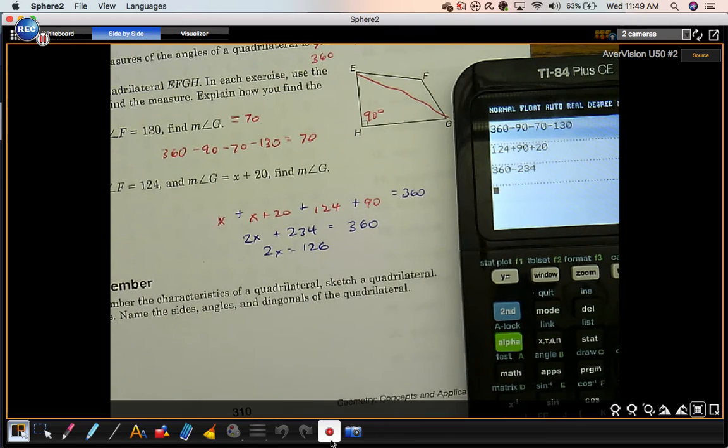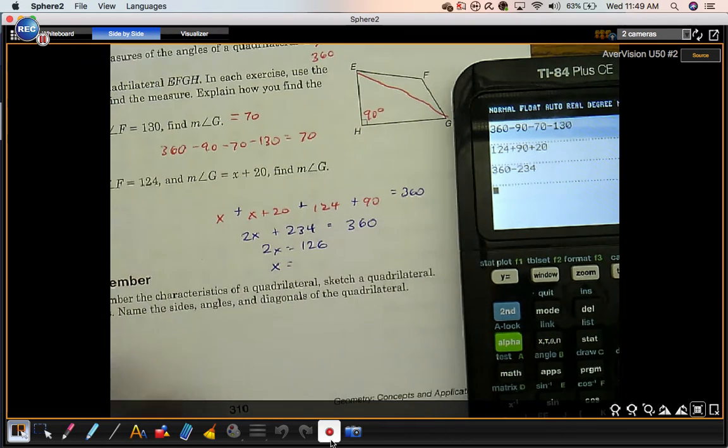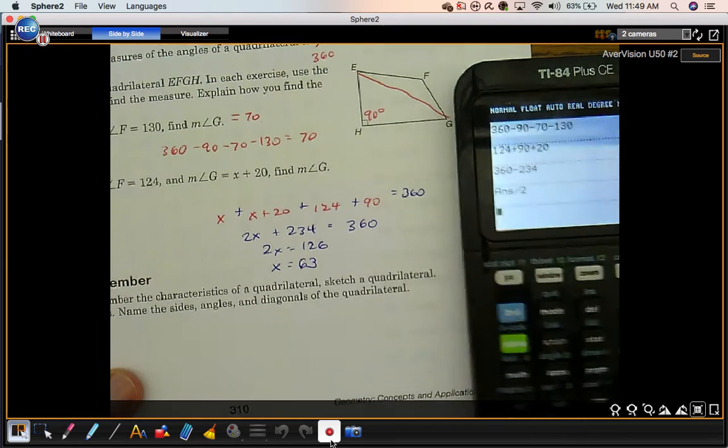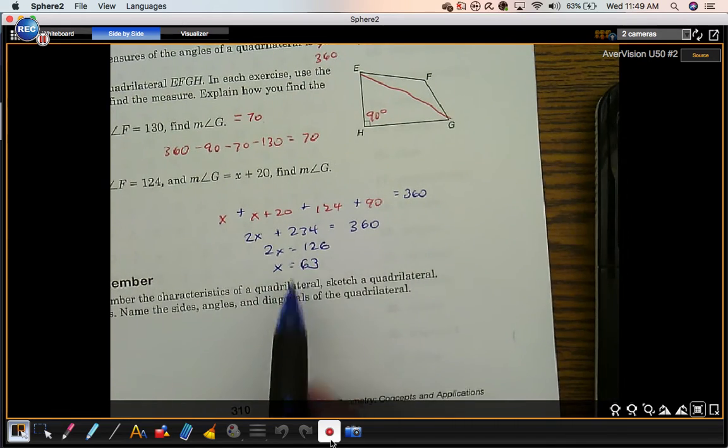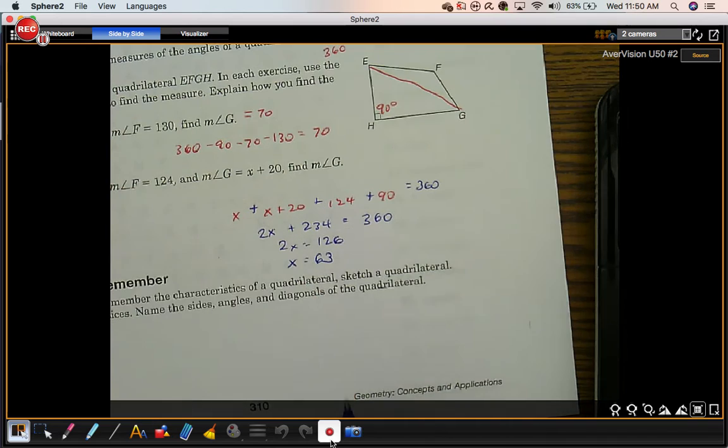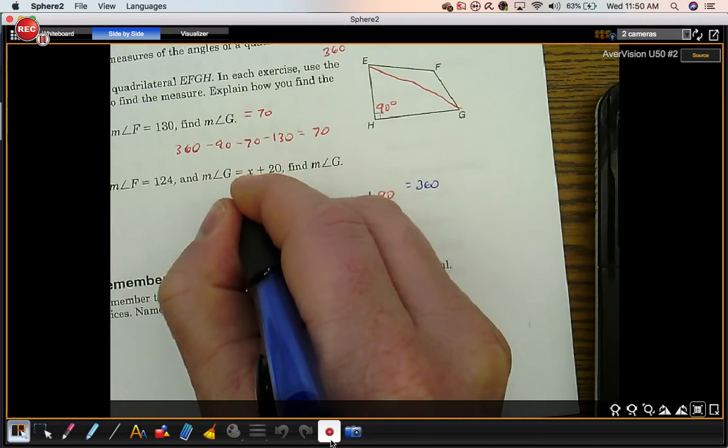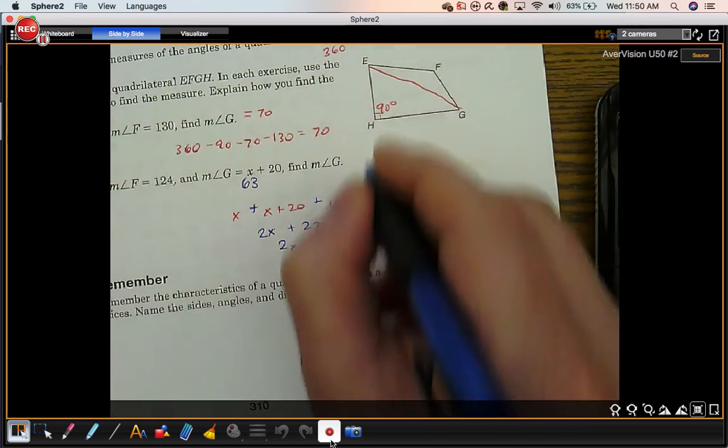2 times our mystery number gives you 126. So divide by 2. Okay, so our mystery number is 63. So that's the measure of this angle. The measure of angle G is going to be 63 plus 20, which is 83.